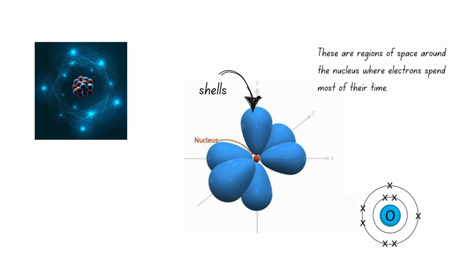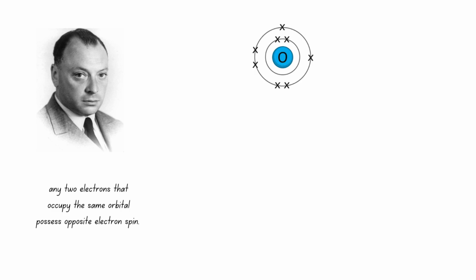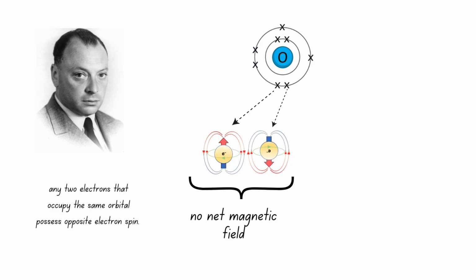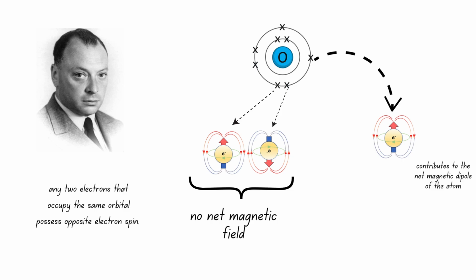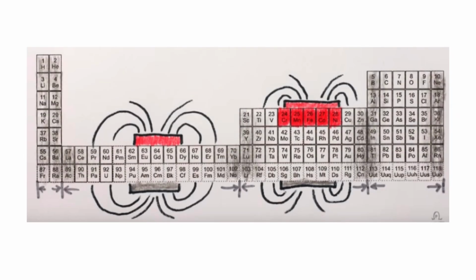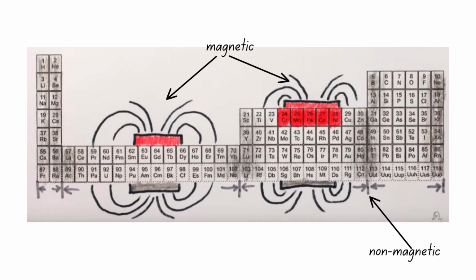Each orbital can contain a maximum of 2 electrons, dubbed an electron pair. According to Wolfgang Pauli, any 2 electrons that occupy the same orbital possess opposite electron spin. This means that the magnetic dipole moments of the 2 electrons are in opposite directions, thus will produce no net magnetic field. On the other hand, an unpaired electron in an atomic shell produces a net magnetic dipole moment on the atom. So, substances with atoms that have unpaired electrons in their shells will produce a net magnetic field, while those without unpaired electrons produce no net magnetic field.